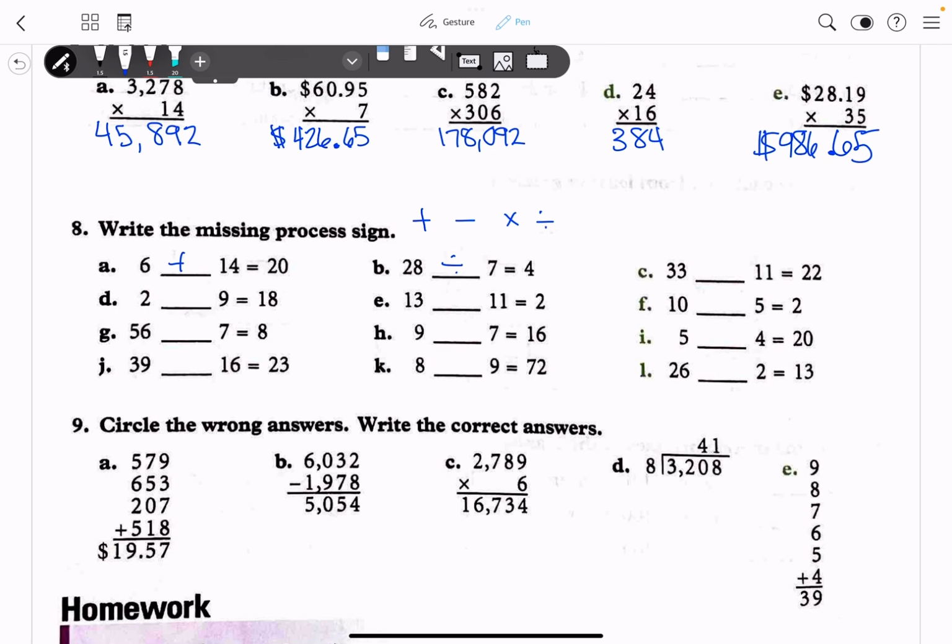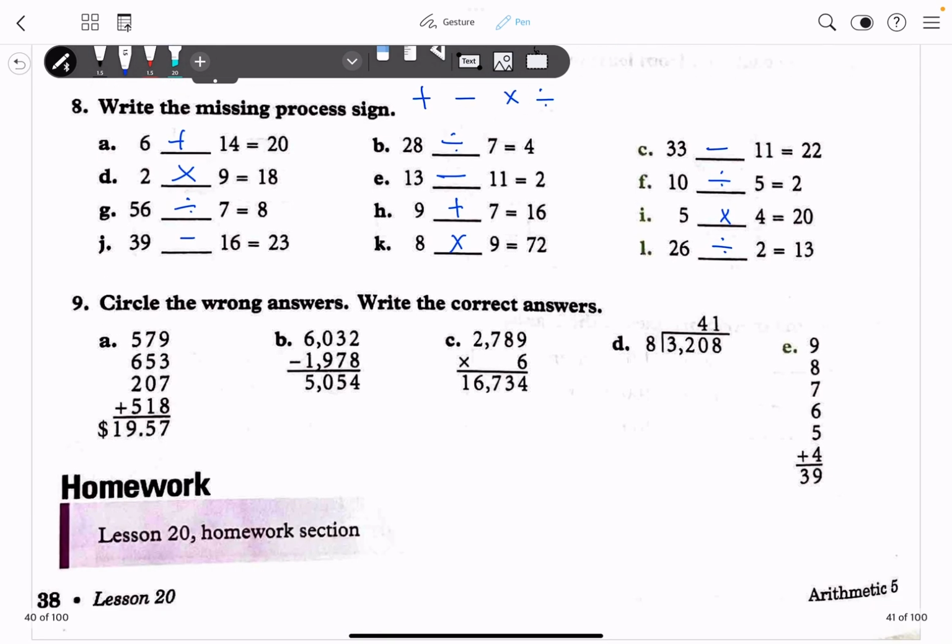Okay, part C, you should have minus. D is times. E minus. F divided. G divide. H plus. I times. J minus. K times. And L divide.